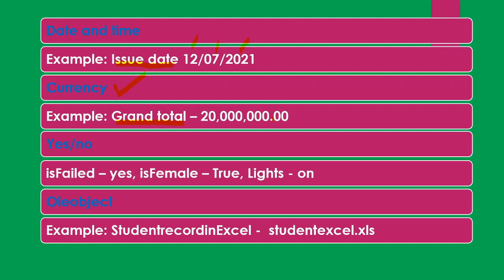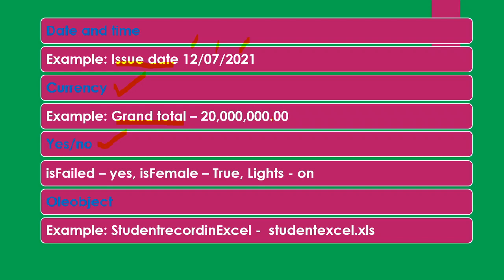Next, yes or no. If you want to have a decision in your data, in your information, you need to have an answer yes or no, true or false, on and off. So you need to use the yes or no data type.